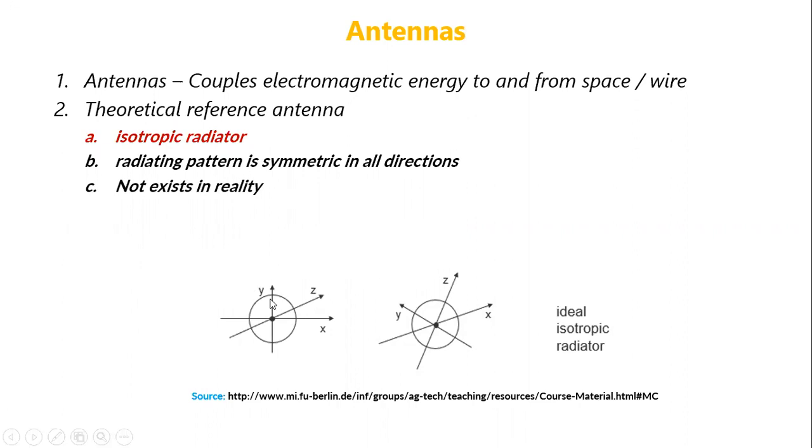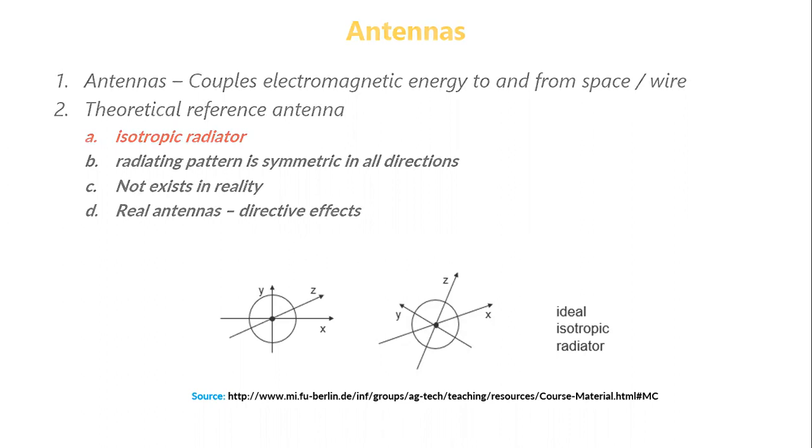And this is how it is represented pictorially. That is, the particular antenna radiates symmetrically in all directions. So this is the first type of antenna that we are discussing.